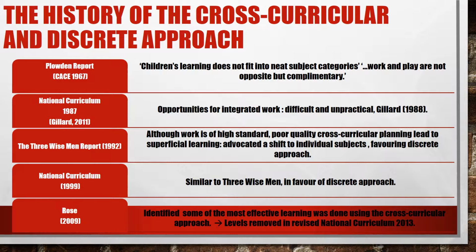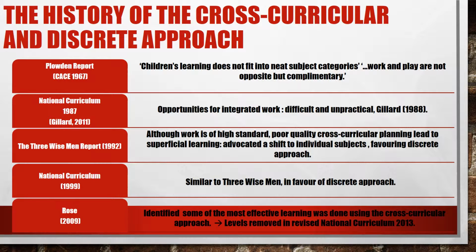The overall concept derivative of the National Curriculum 1987 was that although there were opportunities for integrated work, it was indeed difficult. In 1992, the Three Wise Men report favoured the discrete approach, however did find that topic work produced work of high standard. In 1999, much like the Three Wise Men report, the national curriculum favoured the discrete approach.